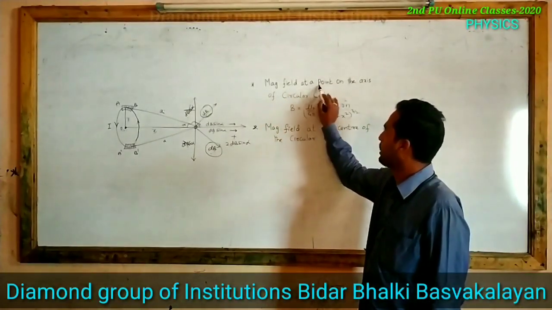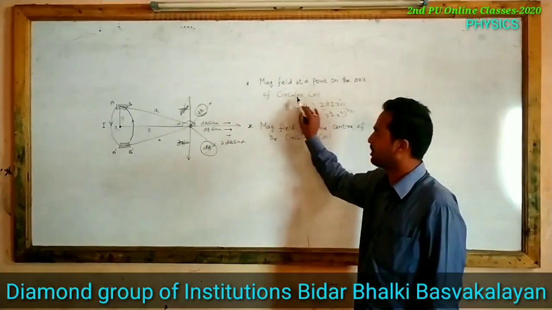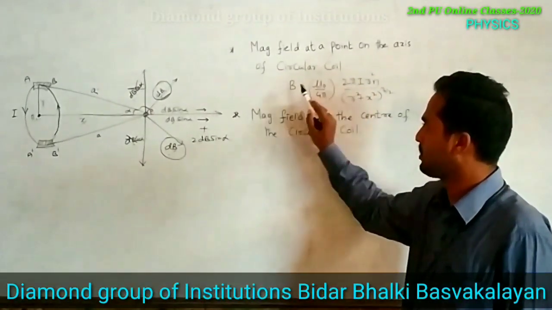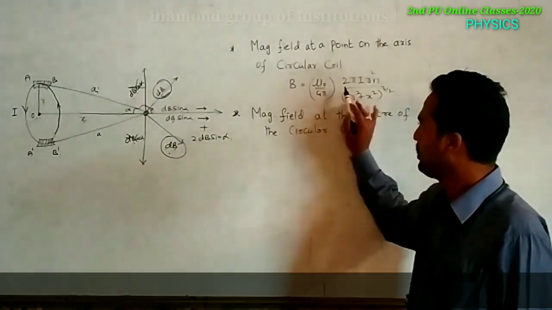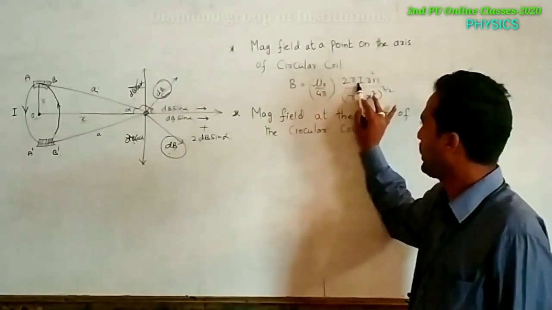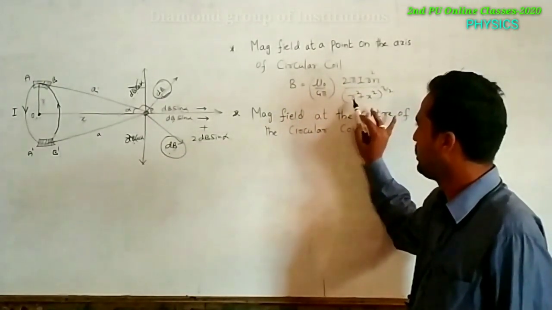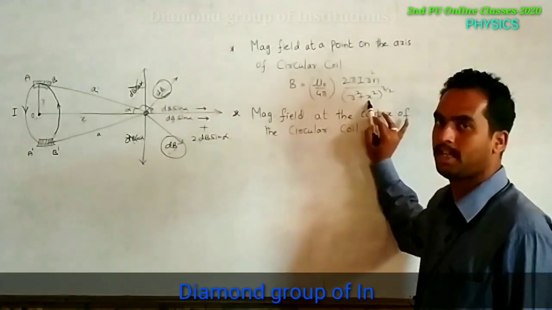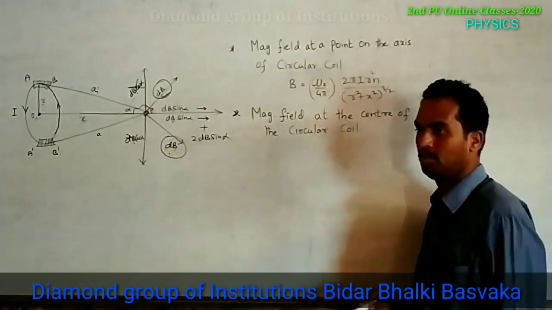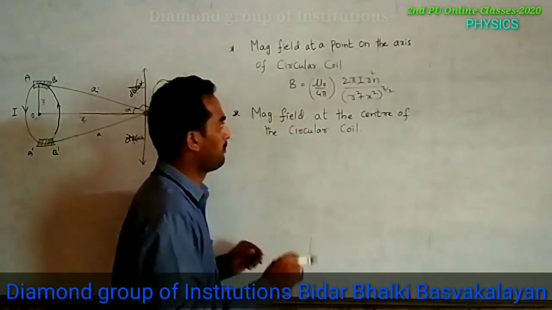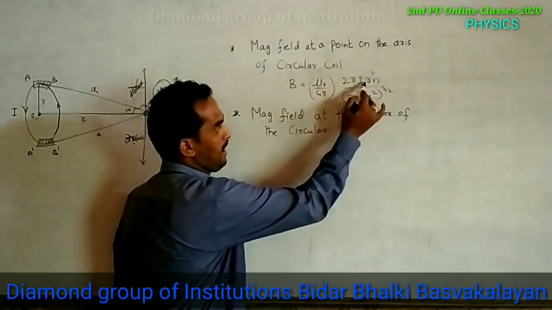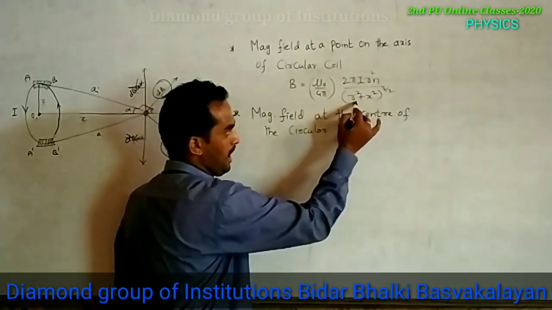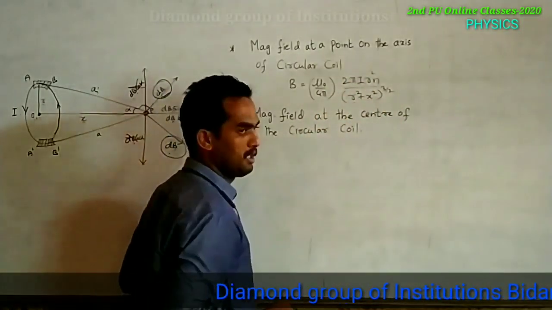Magnetic field at a point on the axis of a circular coil. What is the final expression? B equal to mu naught by 4 pi, that is a constant, into 2 pi I r square into n divided by r square plus x square whole power 3 by 2.